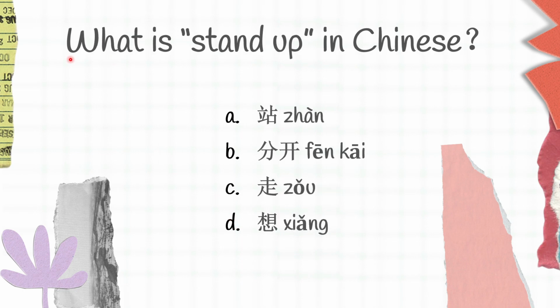The next question, what is stand up in Chinese? We have A, 站, B, 分开, C, 走, and D, 想. So let's try to guess first. 站 is stand up, 分开 is separate, 走 is walk, and 想 is want. So the right answer for this question is A, 站.